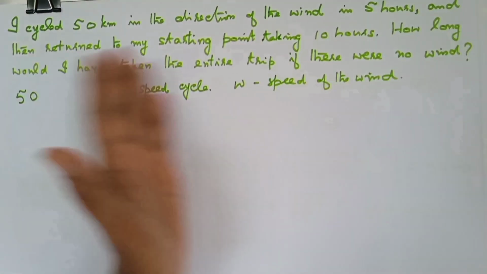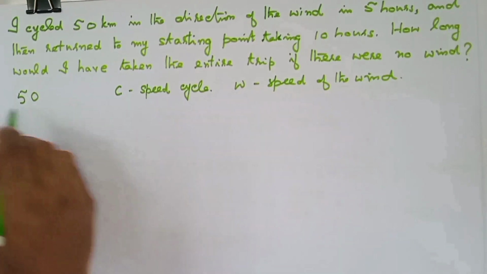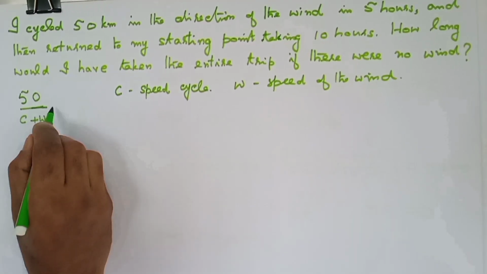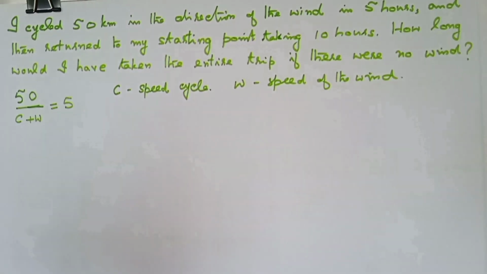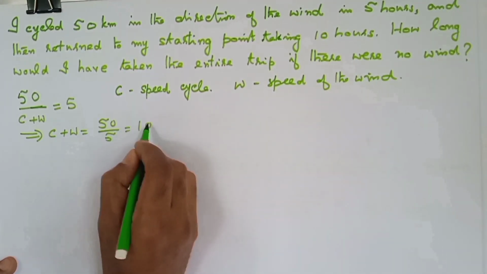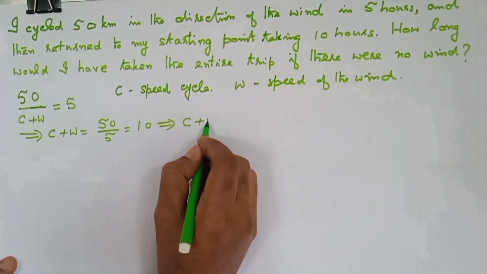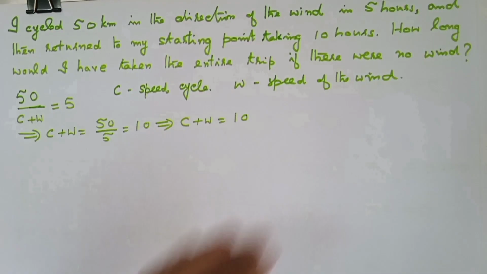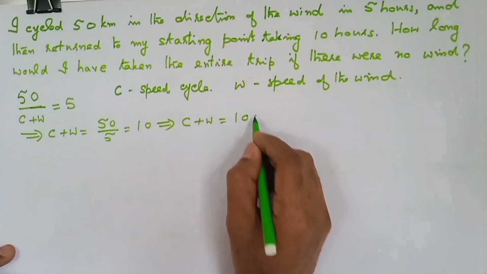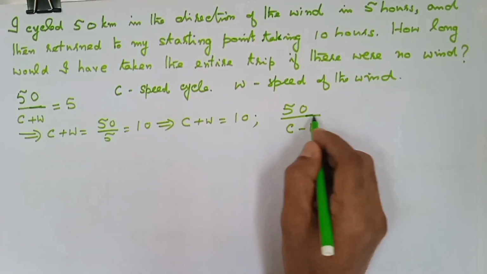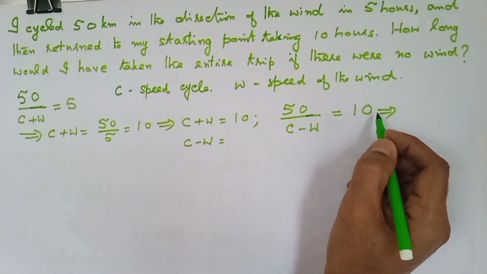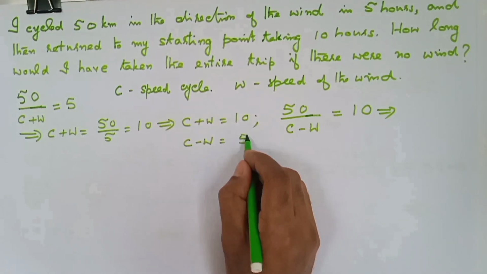First is cycling in the direction of the wind. So the effective speed will be C plus W. It's like downstream movement. So this is the distance, this is the speed, and the time taken is given to be 5 hours. This implies C plus W equals 50 by 5 equals 10. Now, while returning, he is going against the direction of the wind. So the distance is the same, but the speed of the cycle will be C minus W, and he is taking 10 hours. This implies C minus W equals 50 by 10, which is 5.